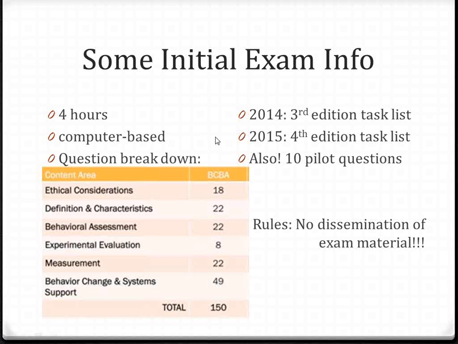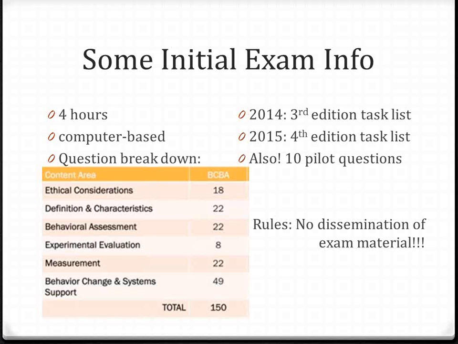There's less emphasis on experimental evaluation, which is going to really have you looking at data and determining things like, was this effective, was this not effective, what kind of design was used based on either the description or the graphs presented, that type of thing. And then the majority of the test, at least comparatively, is going to be on behavior change and systems support. So those like real-life client scenarios, there's a lot of vignettes.